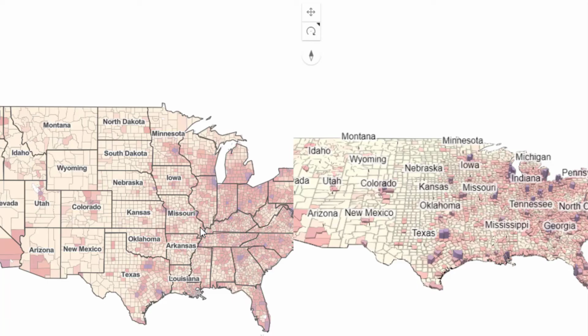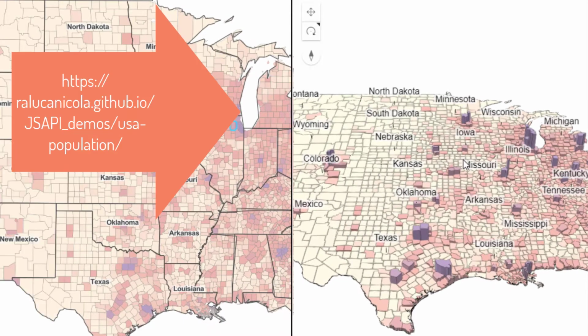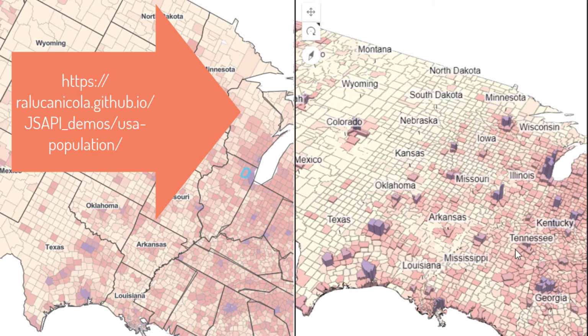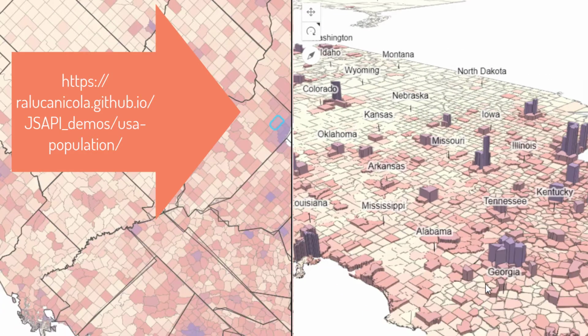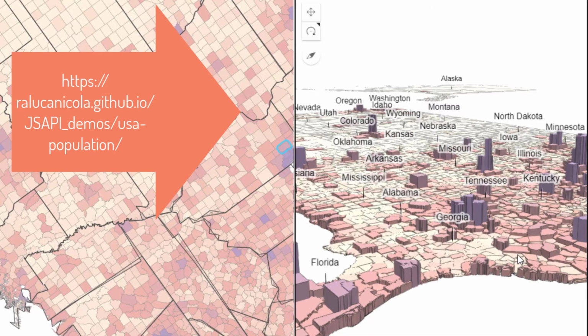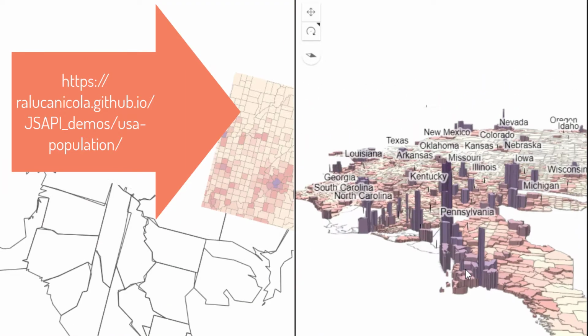Let's examine population density by USA county. Scale matters, and so we're looking at county level data. My colleague Raluca Nicola has created a very nicely done, great teaching tool, a 2D and 3D map demo. As you rotate the map of the USA by county, you can see population density.